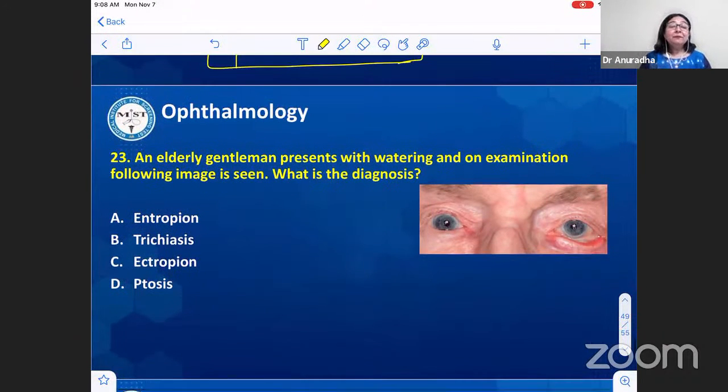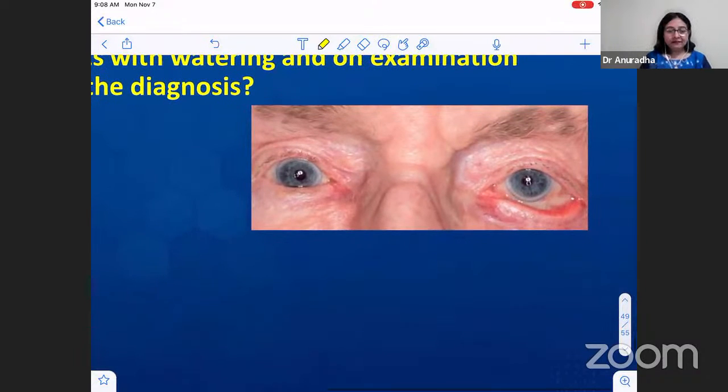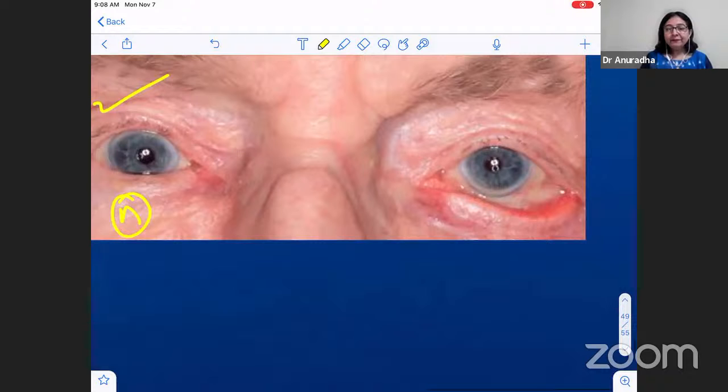An elderly gentleman presents with watering and on examination, the following image is seen. What is your diagnosis? So an image-based question, beta, come to the image here. So this patient is having watering. The pulse therapy with the methylpred is the treatment if the diagnosis is multiple sclerosis. Beta, what do you see here? Is there any abnormality here? No, this is normal. Is there any abnormality here?